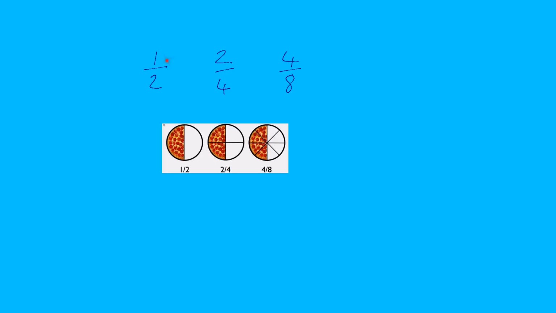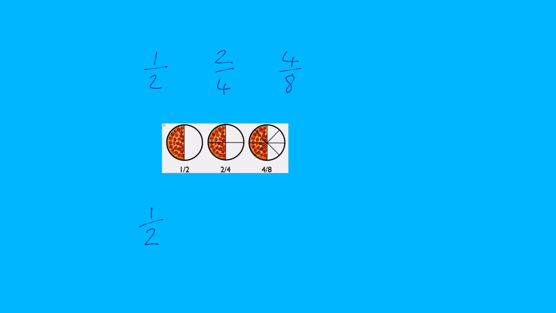To get from this fraction to this fraction, you can see that the top and the bottom have both been multiplied by the number 2. And then to get from this fraction to this one, you can see that the numerator and the denominator have both been multiplied by the number 4.